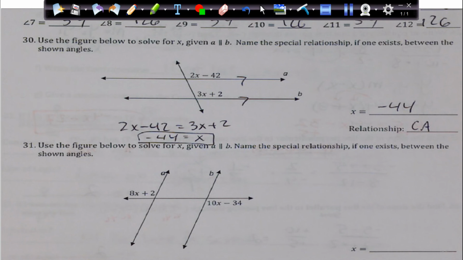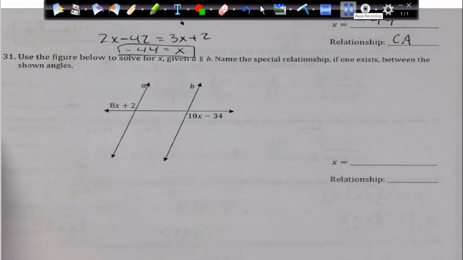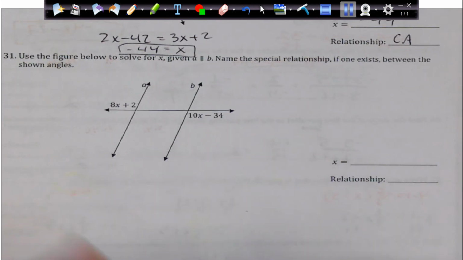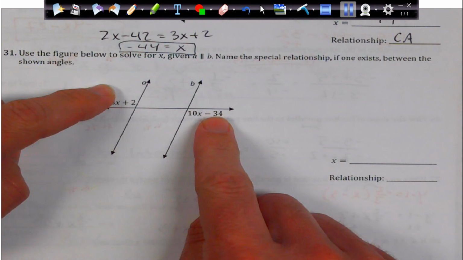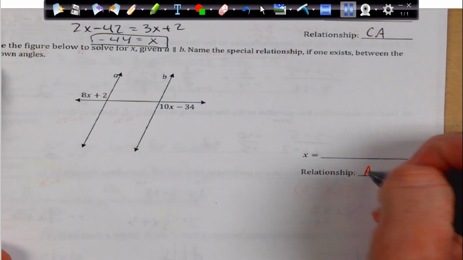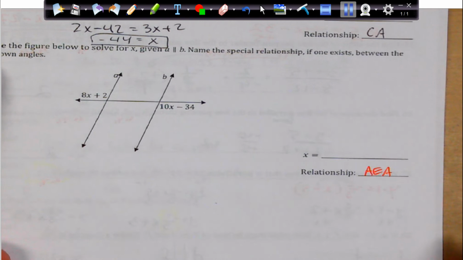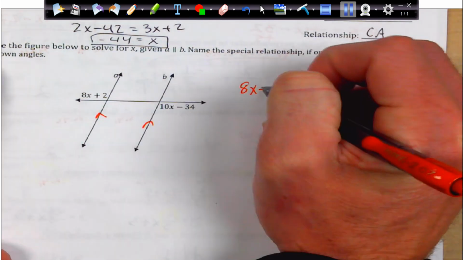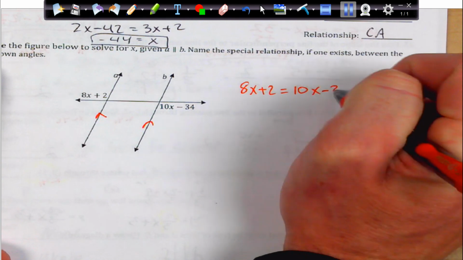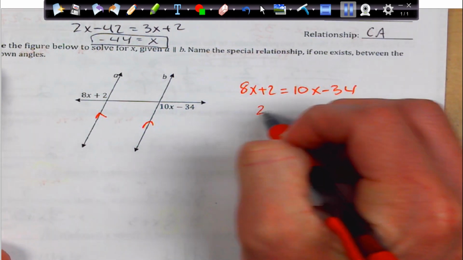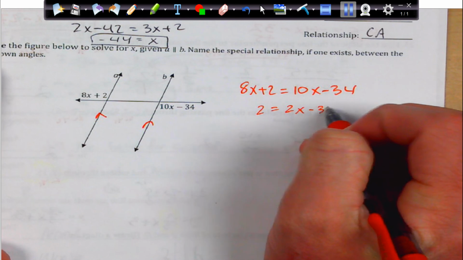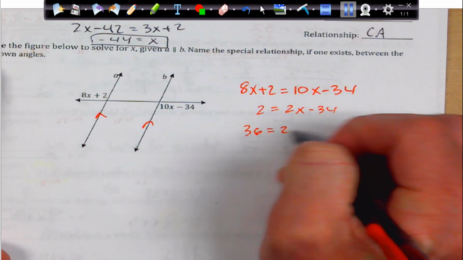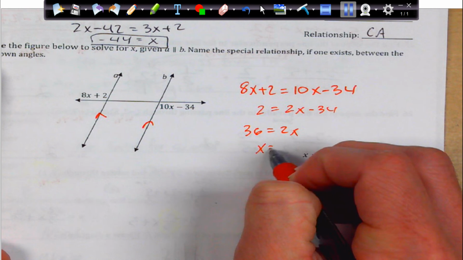Okay, let's go ahead and continue. 31. These angles are not corresponding, but they're on the outside and they're alternating, so we call that alternate exterior. But like corresponding, they're congruent when we have parallel lines. So we're going to set them equal to each other. Subtract it, we get 2 equals 2x minus 34. Add the 34, we get 36 equals 2x. And divide by 2, x equals 18.